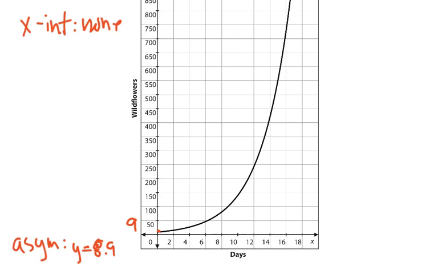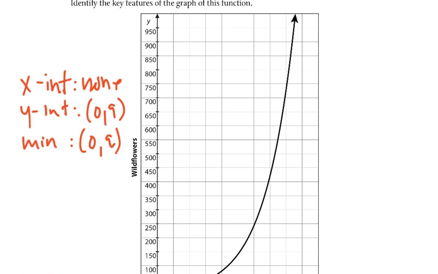Never crosses the x-axis. Does have a y-intercept, that's where it started, right? At (0, 9). So we have a minimum, (0, 9), and it's just going to keep going. We have the arrow, so a maximum, it doesn't have one.